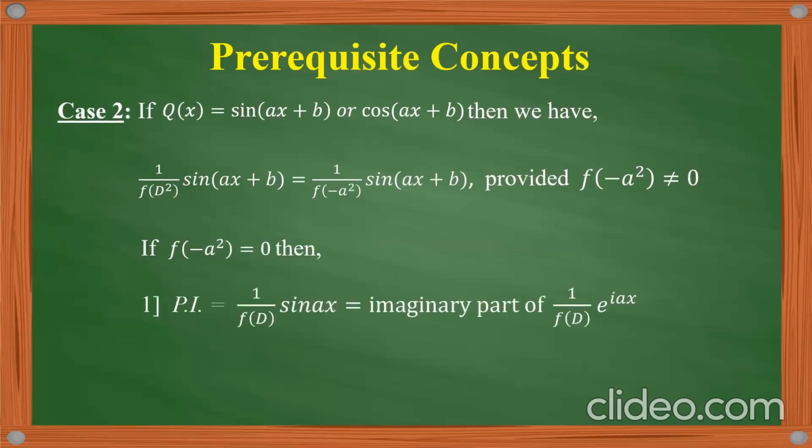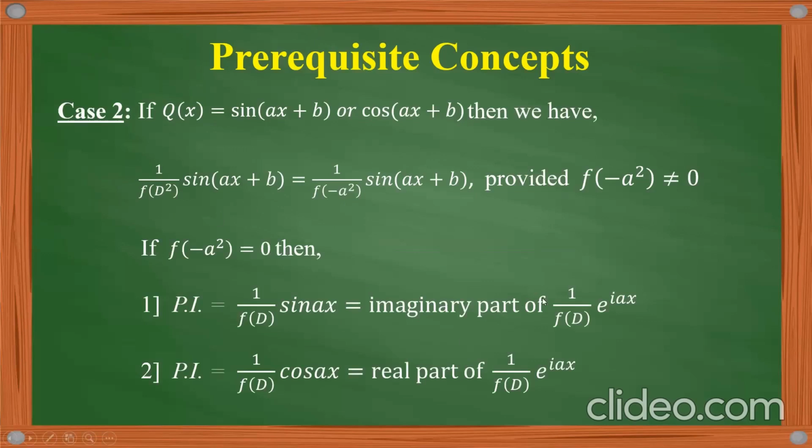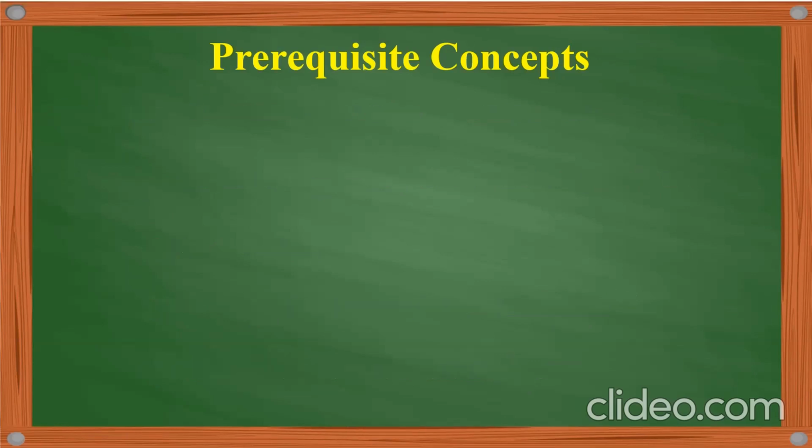Then we have again two methods for sin ax as well as for cos ax. For sin ax, we will use this formula, that is the imaginary part of 1 upon f(D) into e to the power iota ax, and if we have cos ax, then it will be the real part of 1 upon f(D) e to the power iota ax.